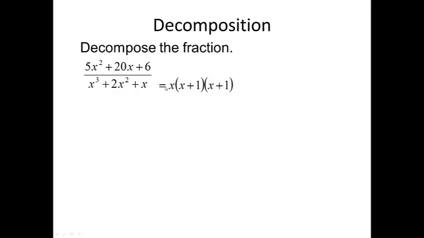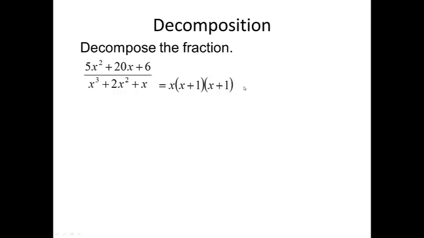Now, here is the tricky part when you have duplicate factors. If you have two factors, don't make this into an x as one, and then x plus 1 as another one, and then x plus 1 as another one, because notice that these two should have the same numerator because it has the same denominator. We don't want that. We need 3 unique or 3 different denominators.